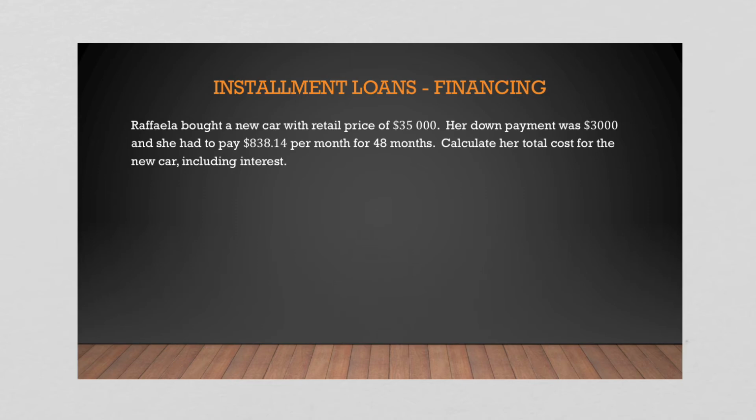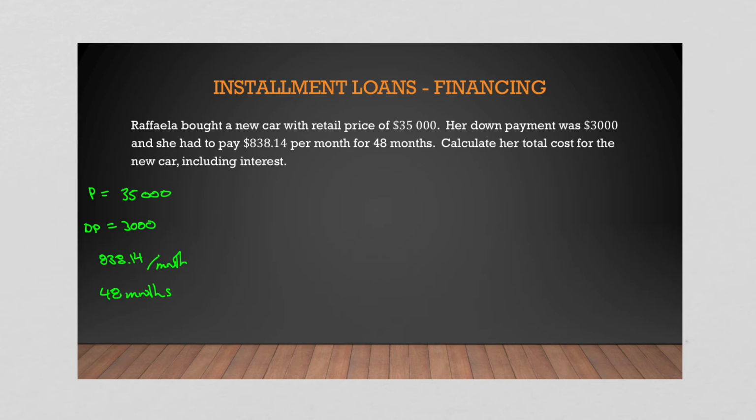So let's look at this example. Raphael went to buy a new car, and the new car was $35,000. Okay, so it's going to be our P-value of some type, right? Her down payment was $3,000. And then she had to pay $838.14 a month in payments for 48 months. Okay, calculate the total cost of her car, including interest.